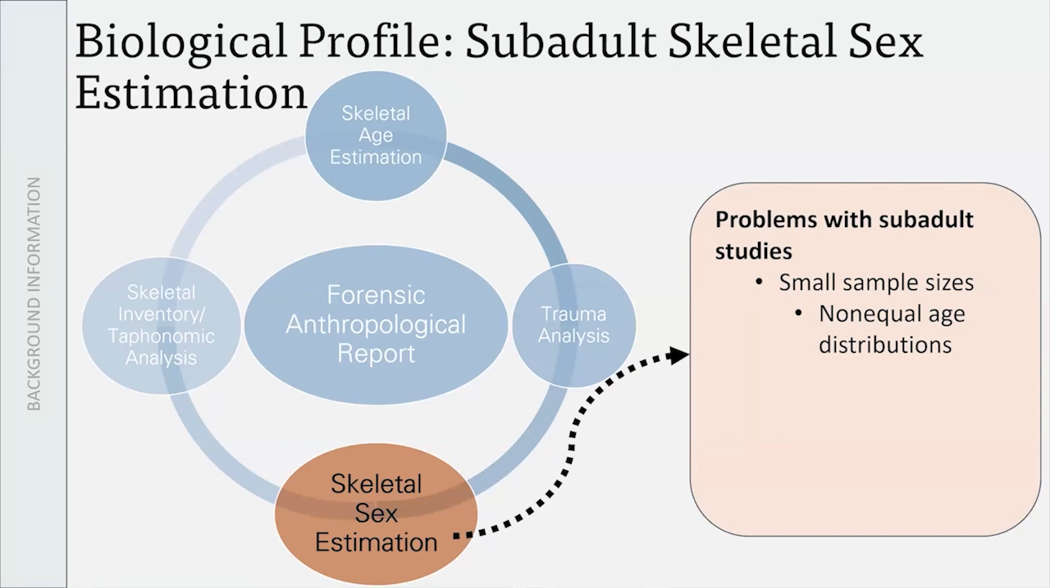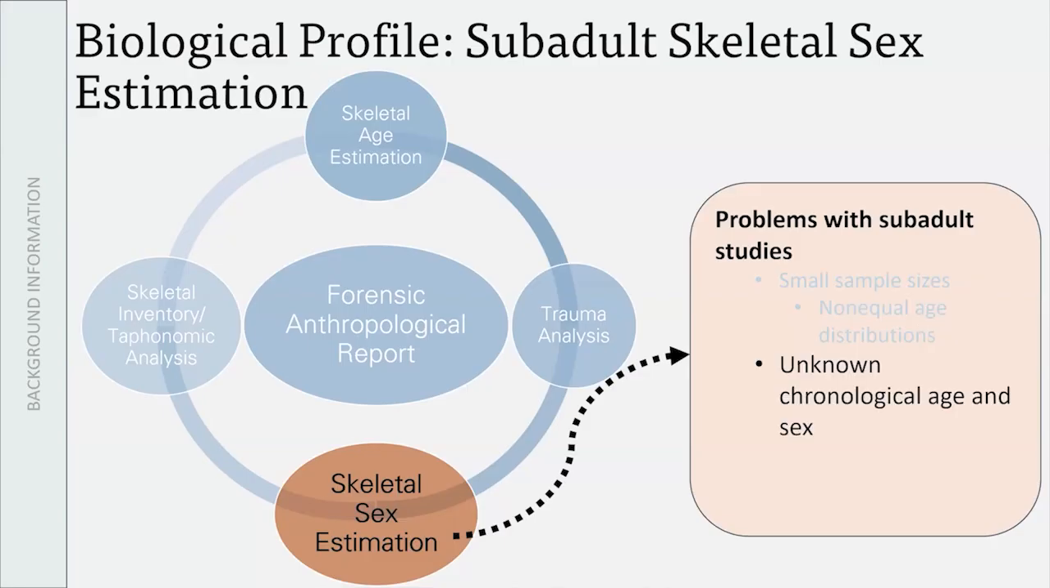The current lack of validated methods for subadult individuals adds to the difficulties of identifying unknown skeletal remains of young individuals. These problems include a small number of sample sizes, which are particularly affected by non-equal age distributions. The lack of sufficient sample sizes then limits the accuracy and prevents validation of methods. Additionally, historical or bioarchaeological subadult skeletal collections may have unknown chronological age and biological sex.